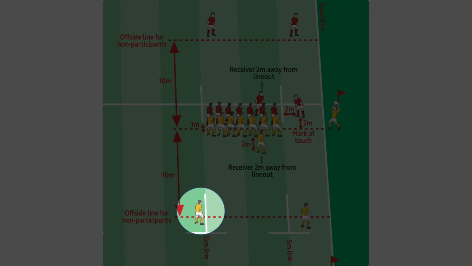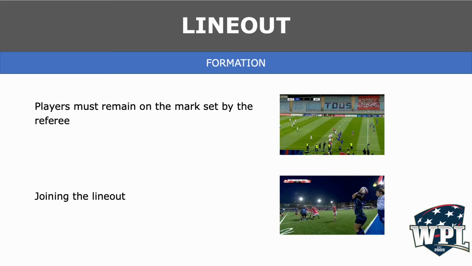All other players who are not participating in the lineout need to be 10 meters from the mark of touch. They may not advance until the lineout is over, which we covered in the offside module. Players may not close the gap.